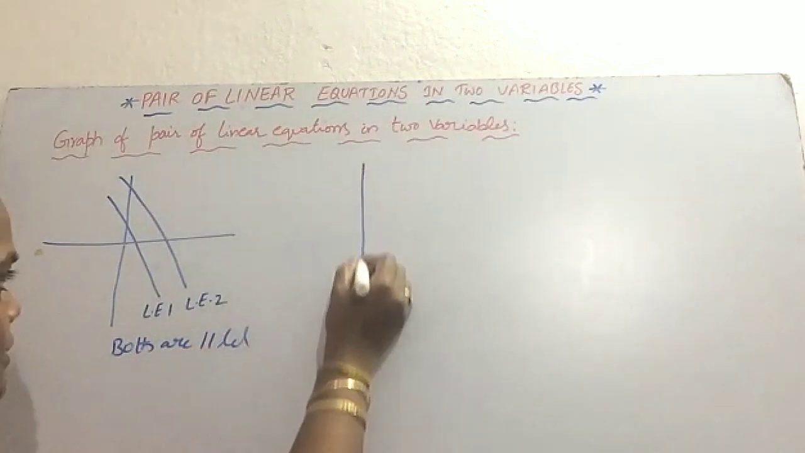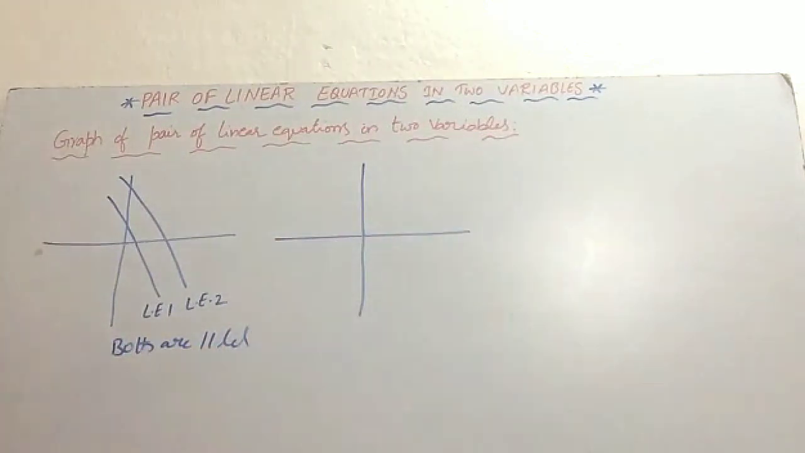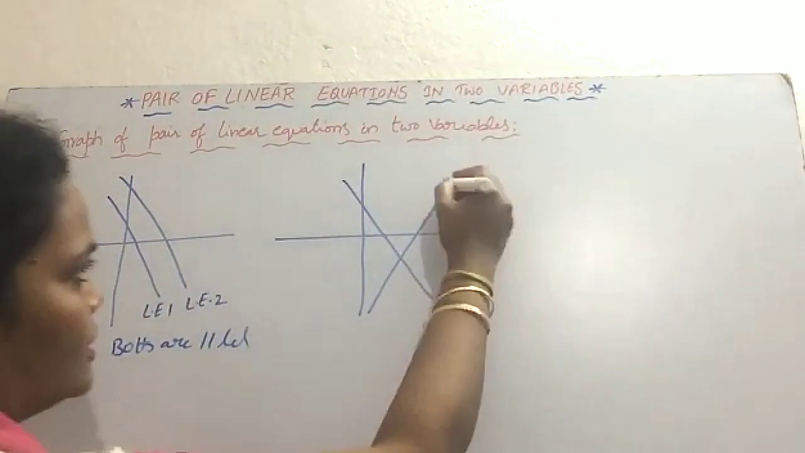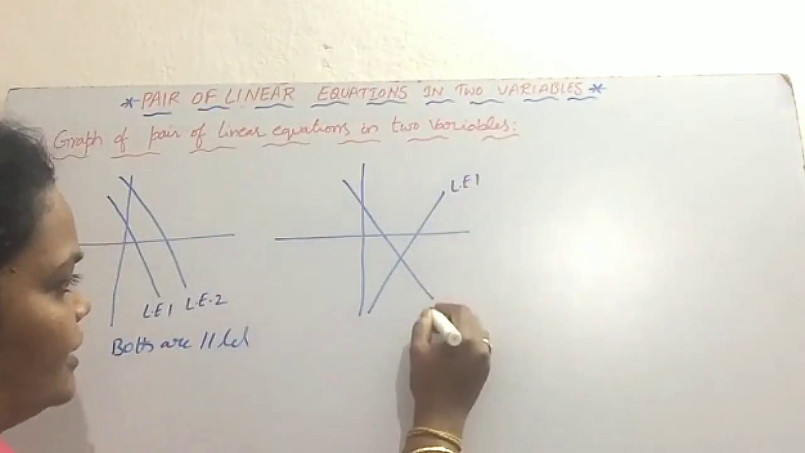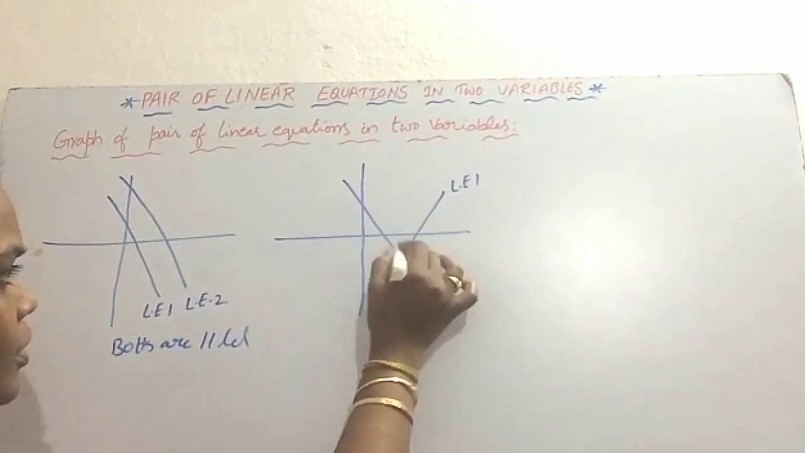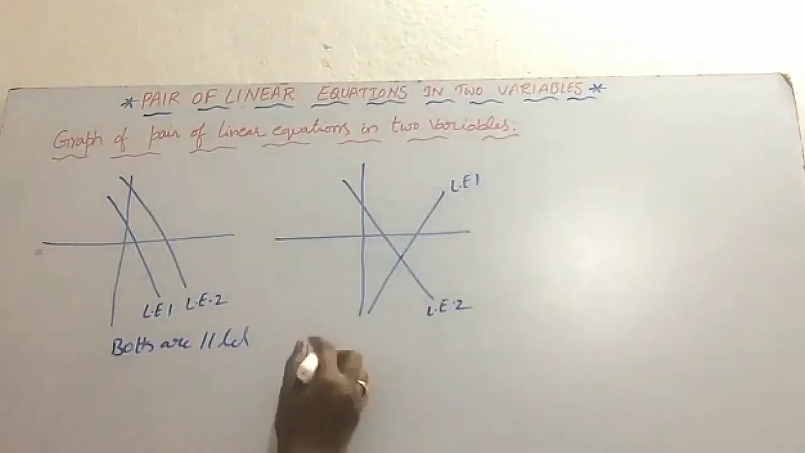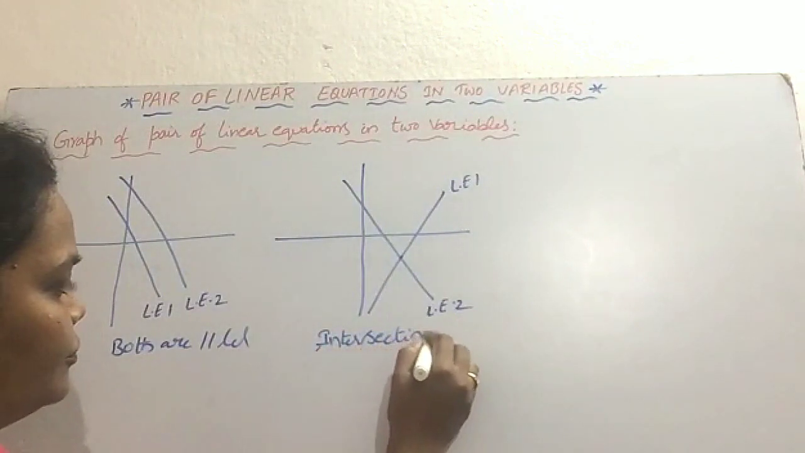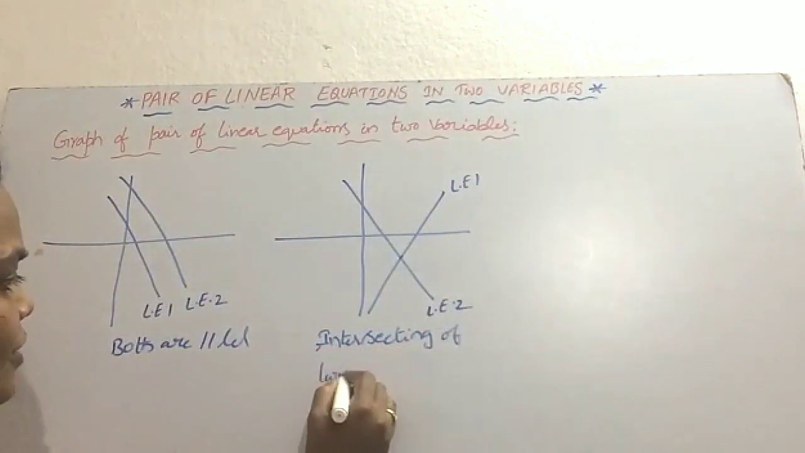And if two lines are intersecting each other, that means like this. So this is linear equation 1 and this is linear equation 2. So these are intersecting lines of two linear equations.